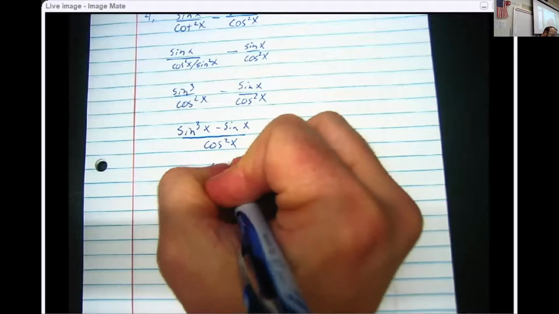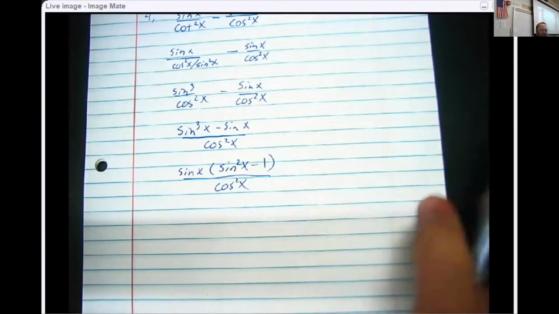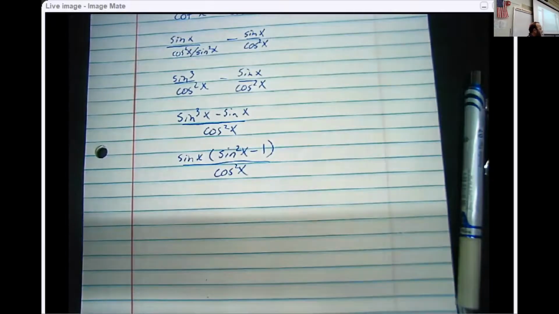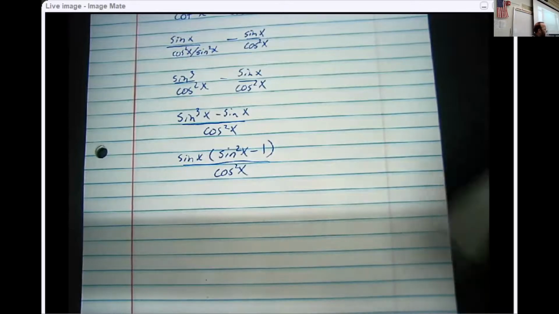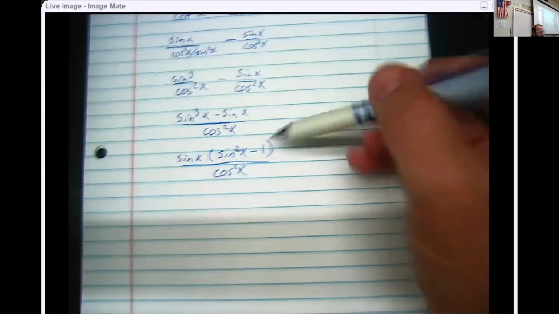Factor a sine out of the top. Can I do that? Can I pull a sine out of both of them? These are those problems that math teachers do, and if you've never seen them before, I understand why they're like, why would you think to do that? Well, because I've played the game before. Go back to your Pythagorean identity, everybody. Can you tell me what this is? Go back, look at it.